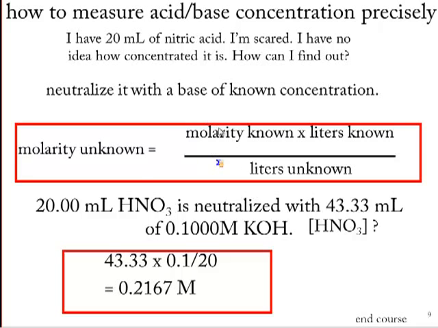Let's see. The molarity of the known is 0.1, and so there it is. Why did I do 43? Oh, the liters. I did the liters of the known. I did 43.33. Notice that I didn't bother converting to liters because I recognized that milliliters over milliliters is going to cancel anyhow. So there's the volume of the known, there's the concentration of the known, and there's the volume of the unknown. Punch it in and it's close to our estimate, 0.2167 molar.